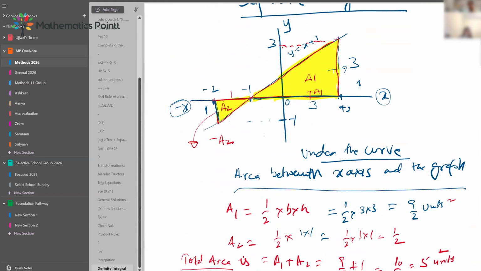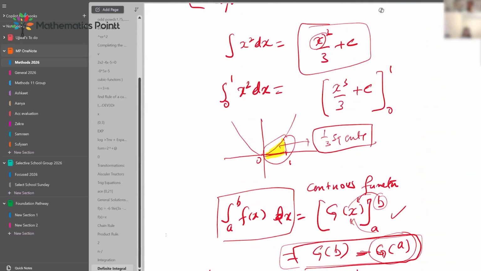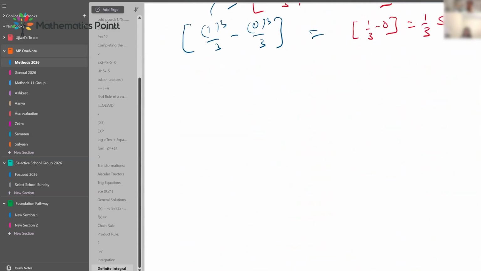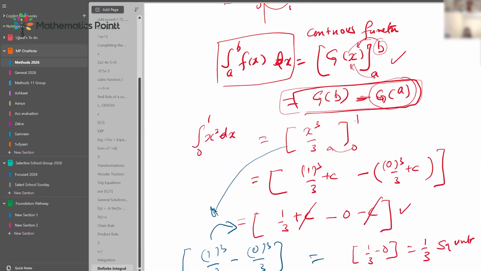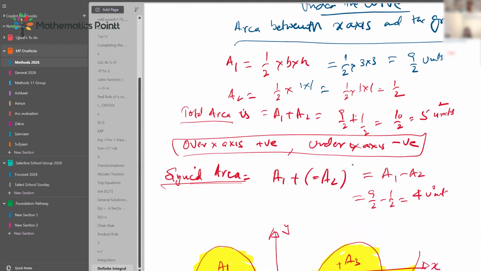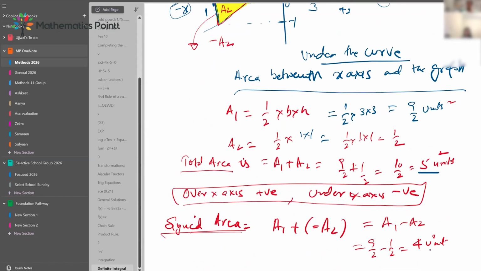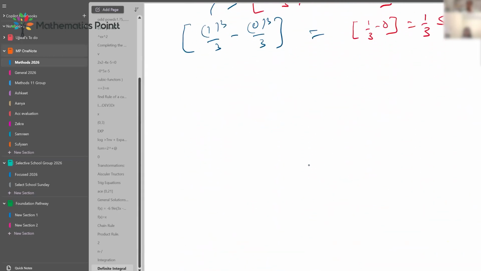So I go back to this example here. And I'll redraw this graph quickly to now find the area under the curve using definite integral rather than the triangles. And then we will see whether we are getting a 5 or we are getting a 4. If we are getting a 5, that means definite integral gives us total area. If we get a 4, that means definite integral gives us signed area. Am I making sense so far, everyone? Right? Okay, now let's draw the graph again.